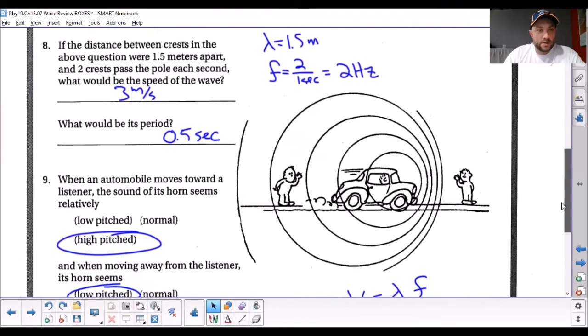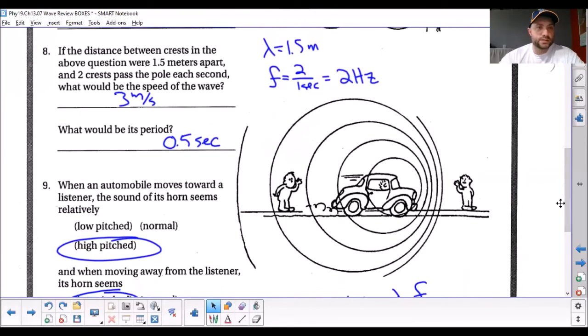Number 8, if the distance between crests in the above equation were 1/2 meter apart and 2 crests pass the pole each second, what would be the speed? Well, if the wavelength is 1/2 and your frequency is 2 per second, so that'd be 2 hertz, so it would be 1/2 times 2, which would be 1. And what would be the period? Well, it'd be the inverse of your frequency, so it'd be 1/2.